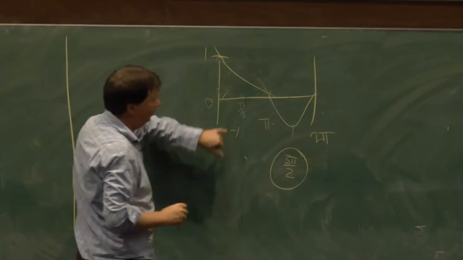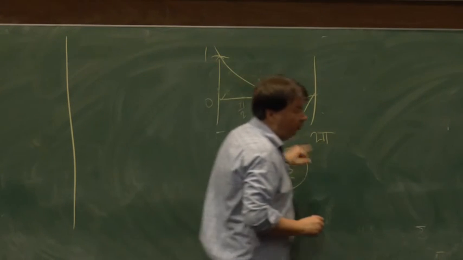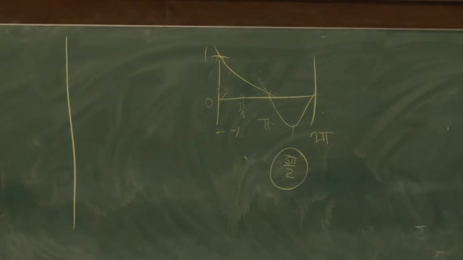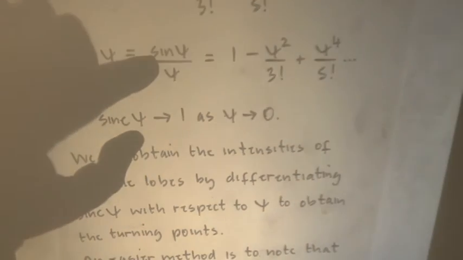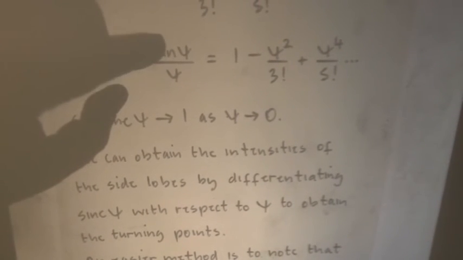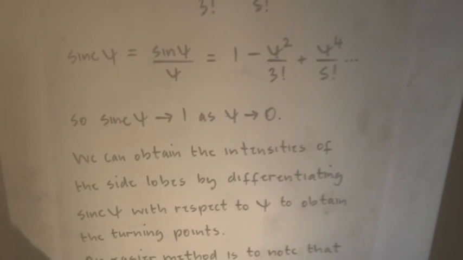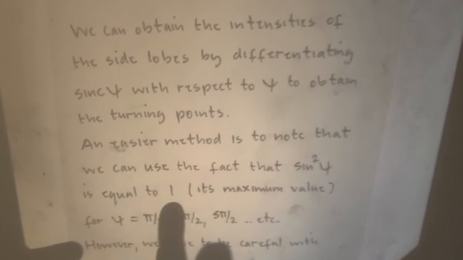The sine function reaches -1, and so the square of the sine function is as big as you can get, in other words, equal to 1. Now, strictly speaking, you should differentiate the sinc function to find all the maxima, the lobes of the function. But basically, the easier method is to note that sine squared can't be greater than 1.